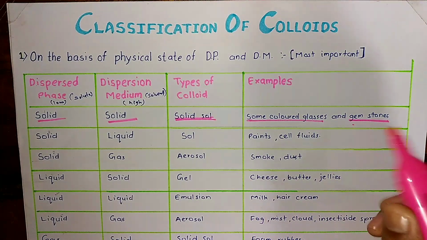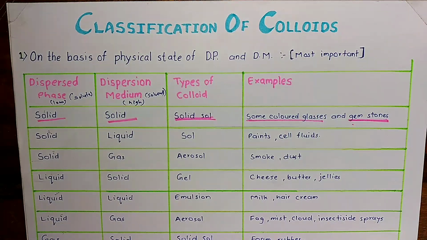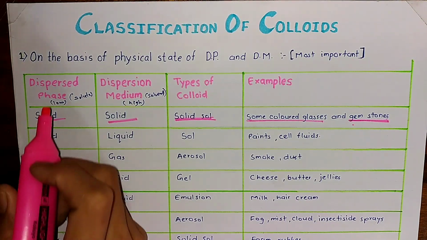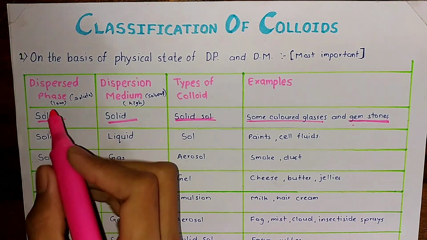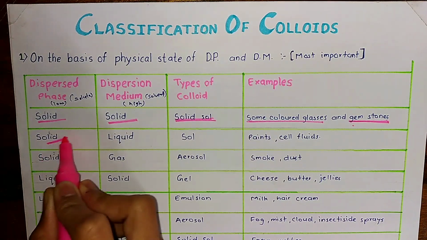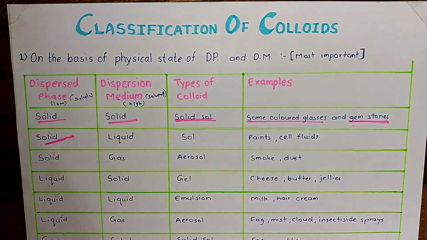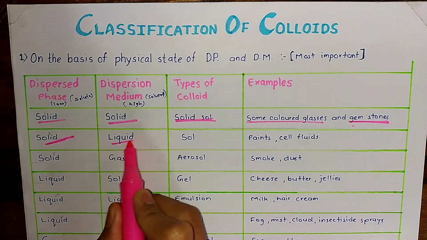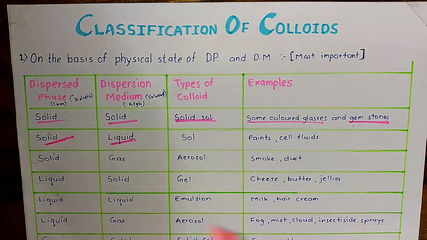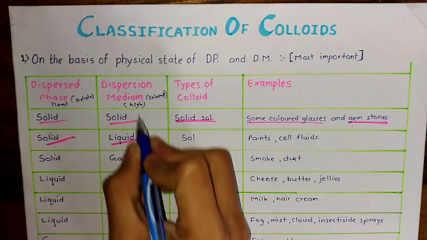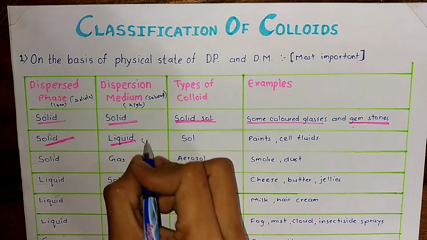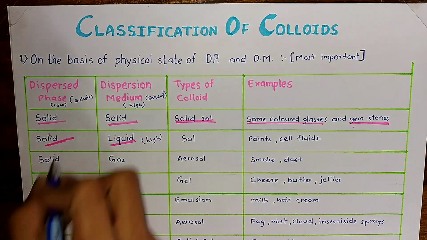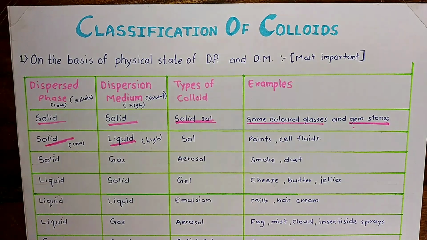This is the example of solid sols. The second type of colloid is when the dispersed phase is a solid and the dispersion medium is a liquid. If we mix solid in liquid, the liquid is in high quantity, as we see. As we know already, the liquid will be in high quantity and the solid will be in low quantity as compared to the dispersion medium.